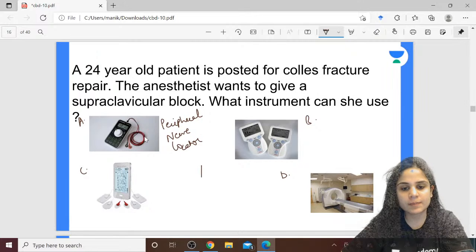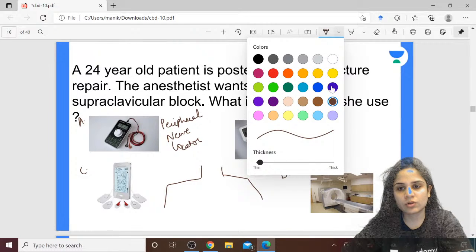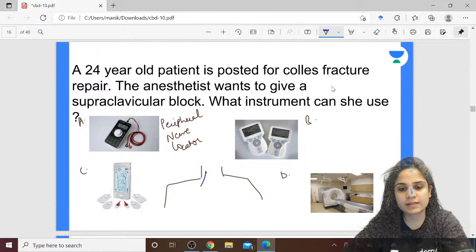Okay, so what does a peripheral nerve locator do? So suppose this is my neck, and from my neck all of you all know that there is a brachial plexus that is going over here. Okay, it goes from here into the axilla and then into the hand, and it supplies the hand.